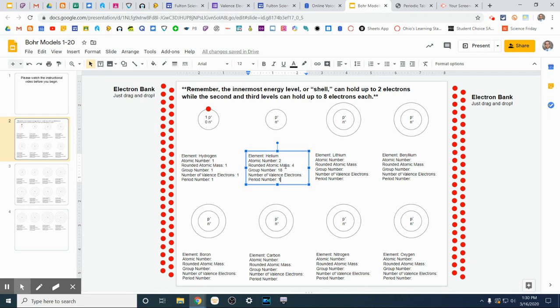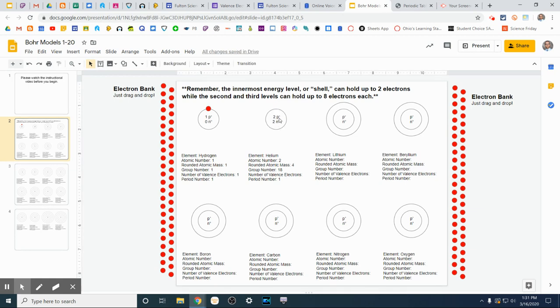All right, now let's actually start filling in our Bohr model here at the top. Remember, the number of protons is equivalent to the atomic number, so 2 protons. Find the number of neutrons: I take the atomic mass and subtract the number of protons. So 4 minus 2 equals 2. And my nucleus is done. So it says 2p+ for protons and 2n0 for neutrons.